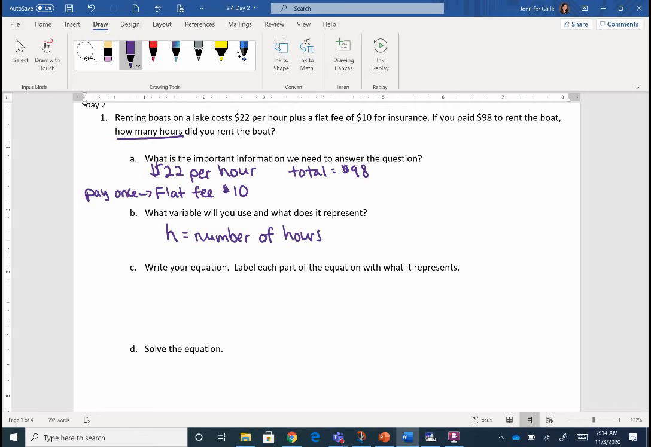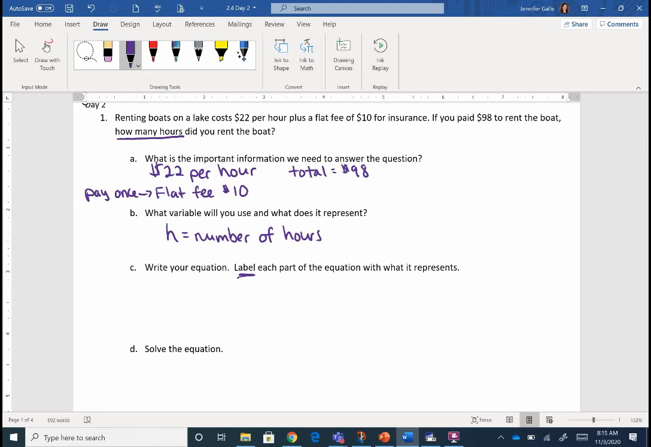So have I really done anything with the numbers yet, except get some important information and figure out what the question's asking me to find? No. All right, so now letter C, we're going to write our equation. But the important part is, when we write it, we're going to label it. We're going to label what each part means. So we're not guessing at, oh, let me throw an H in with $10.